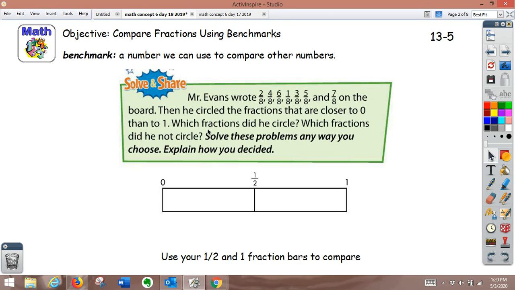Here's your solve and share for the day. Mr. Evans wrote 2/8, 4/8, 6/8, 1/8, 3/8, 5/8, and 7/8 on the board. Then he circled the fractions that are closer to 0 than to 1. Which fractions did he circle? Which fractions did he not circle? You're going to solve those problems any way you choose, and you are going to explain how you decided. And here's a helpful hint. Use your fraction bars to compare.